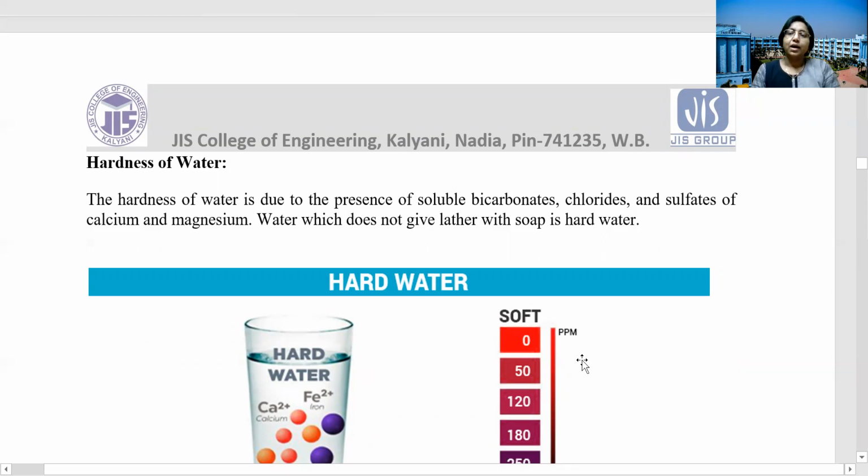So why do we get hard water? That means what is the cause of the hardness of water? Why will it take more time for the formation of lather?